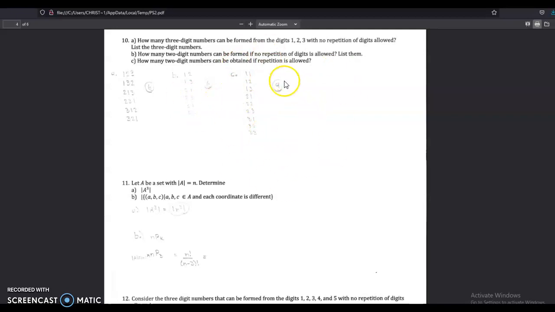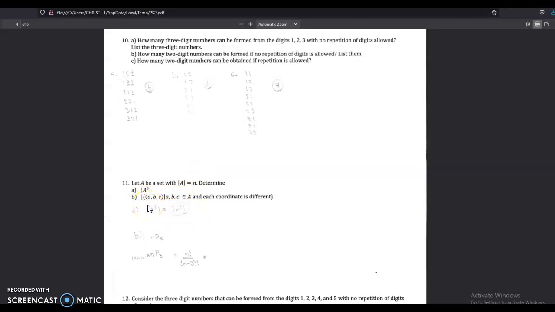This is a total. For 11, it asks: let A be a set with a cardinality equal to n. Determine A cubed. It's really simple. Once you start adding more numbers into a set, the cardinality is going to reflect that. So if you cube A, it has to be equal to n cubed.